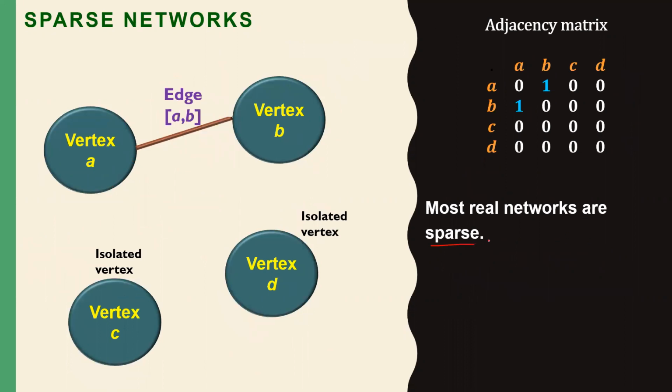Sparse networks. Maybe this is important. Most real networks are sparse. When we say a sparse network, it means that the adjacency matrix has a lot of zeros. But what's the consequence of that? When the adjacency matrix contains a lot of zeros, that means the size of the graph is small. There is just a small number of edges, meaning a small number of connections between the vertices in our graph. So it's sparse because its adjacency matrix is sparse, meaning there are lots of zero entries in there.